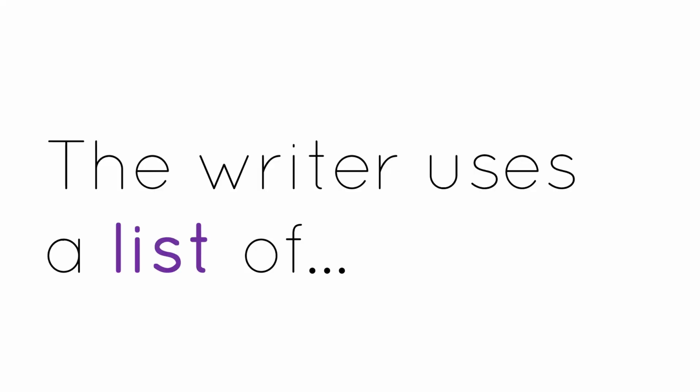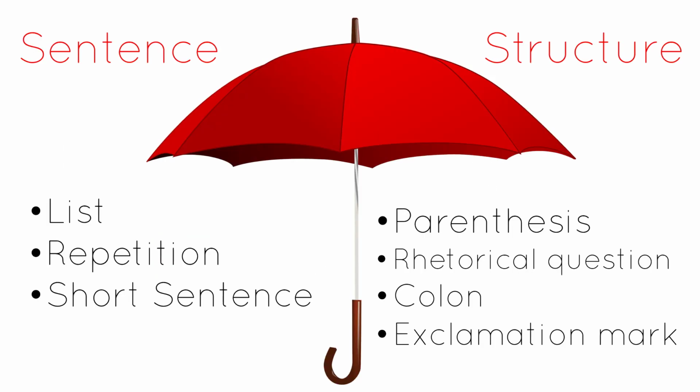So always go for the writer uses a list. Go straight to identifying the technique. Uses a list of, and then give the list a title. It doesn't have to be a perfect title, and then you have a much better chance of answering the question correctly.